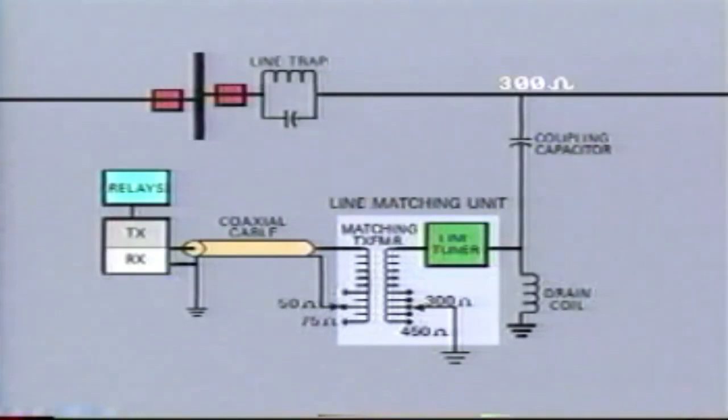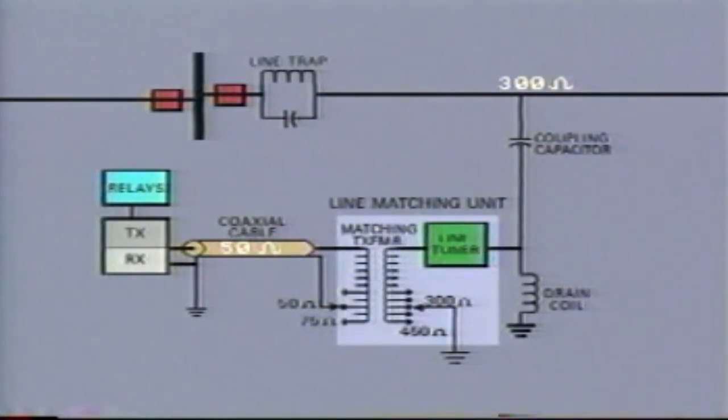For example, suppose the characteristic impedance of the line is 300 ohms, and that of the incoming coaxial cable from the carrier equipment is 50 ohms. The matching transformer taps will be selected to give a 6-to-1 ratio.